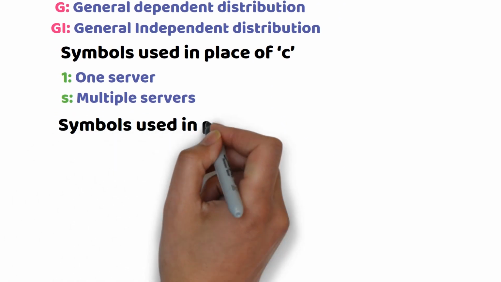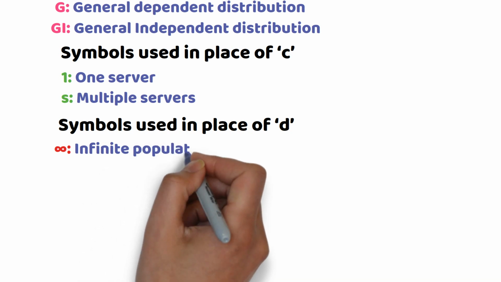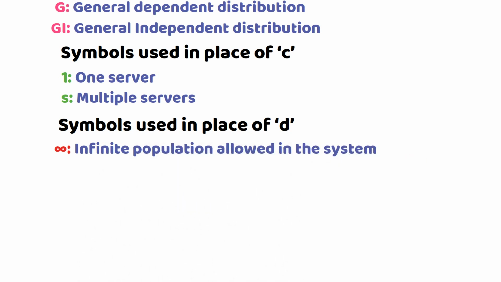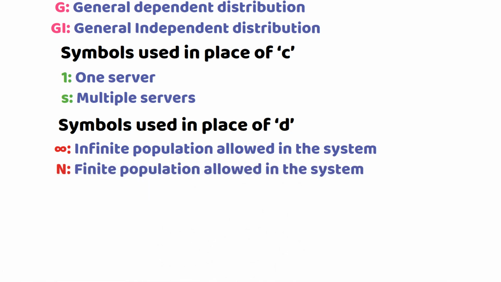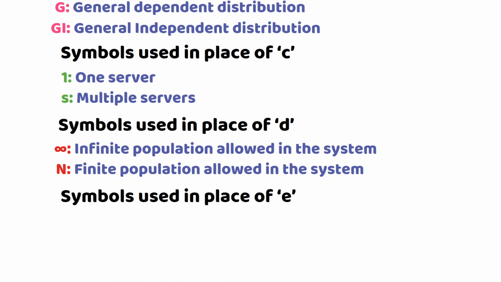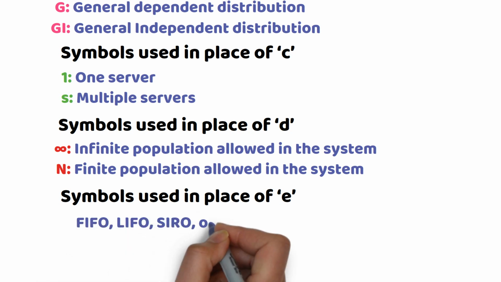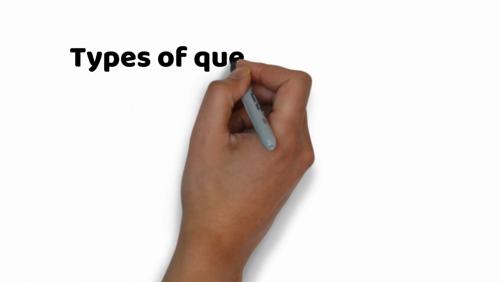Symbols used in place of D are infinity, which means infinite population allowed in the system, or N, which means finite population allowed in the system. Symbols used in place of E are different service disciplines, like FIFO, LIFO, SIRO, or priority. Based on these symbols, there are various types of queuing models.